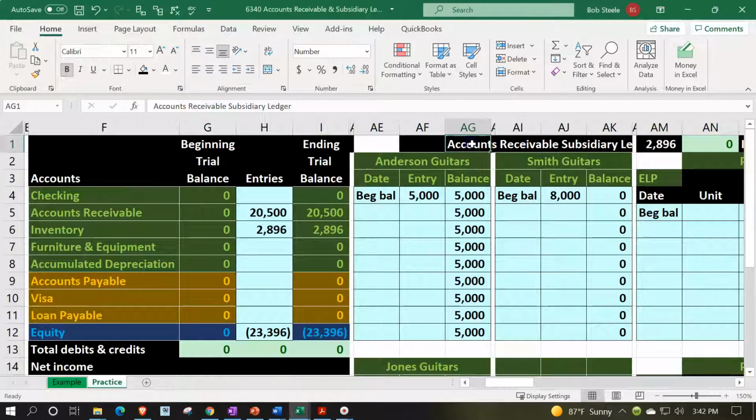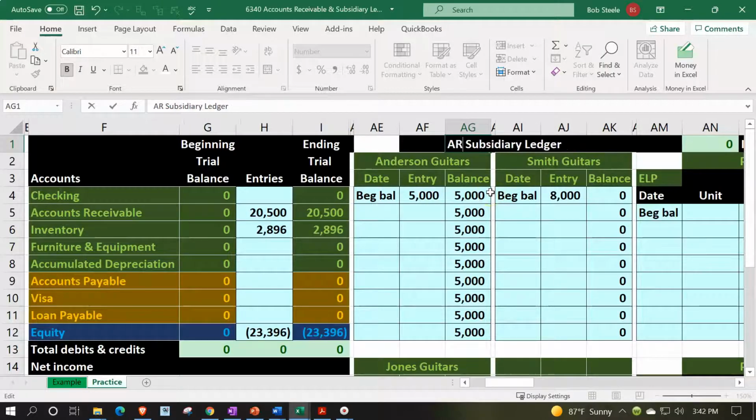Seems like it's too long now. What if I abbreviate it to AR? I'm just going to abbreviate to AR. Hopefully that doesn't mess anyone up. AR subledger. Okay, so now we can sum up the customers, which should add up to that 20,500.